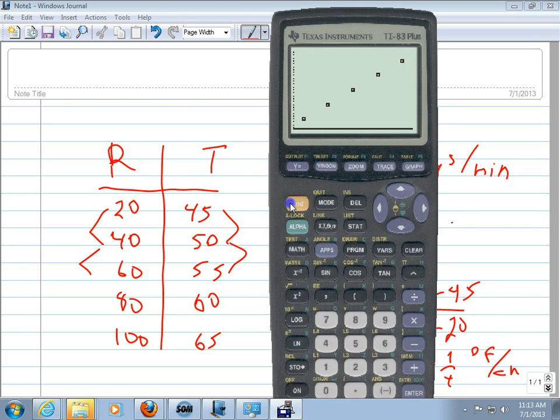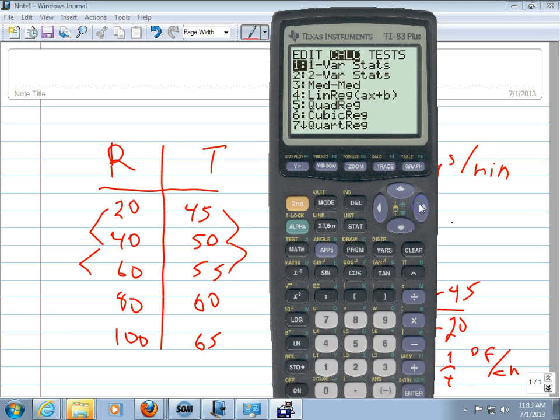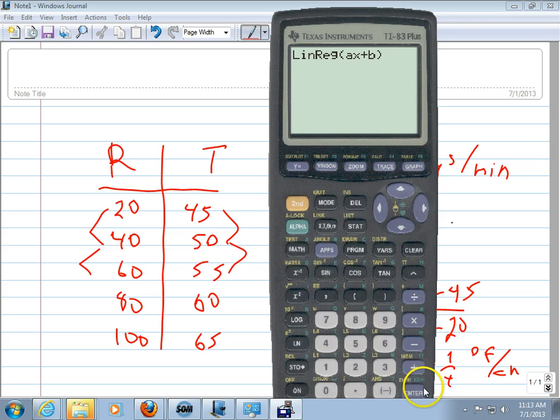Linear regression. So I'm going to quit. Second mode is quit. Go to Stat, Calc. Stat is here. Then right arrow key is Calc. And linear regression, number 4. Now, if I hit Enter, it tells me the equation of the line.